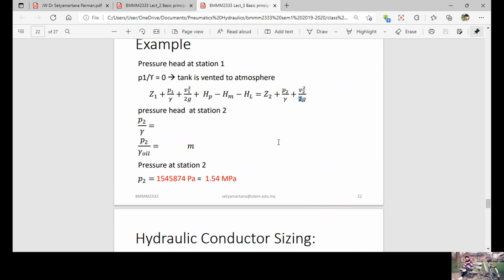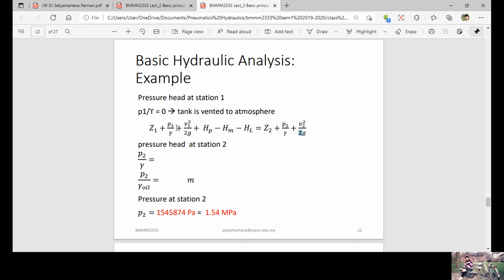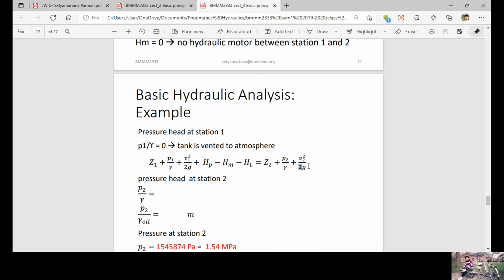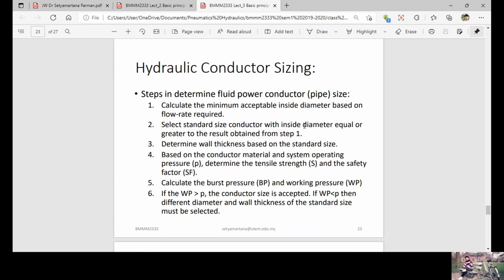So finally we can enter the P1 here, and then the remaining unknown term is only P2 over gamma. Then we can calculate the pressure at the station P2. So we will have 1.54 megapascal. Okay, that is the simple basic hydraulic analysis example.